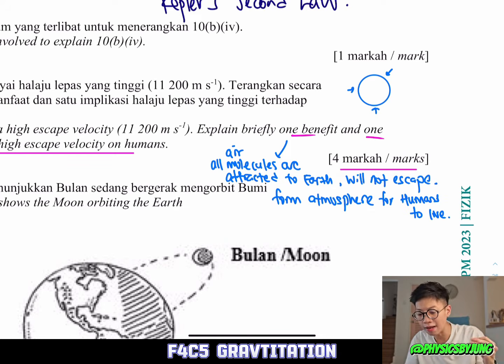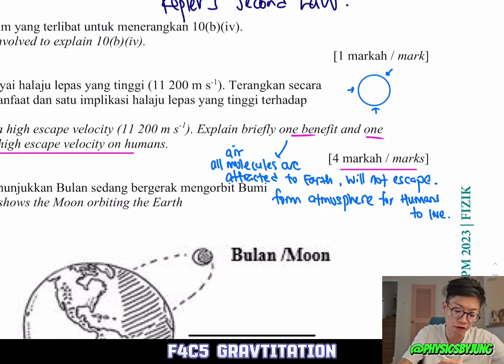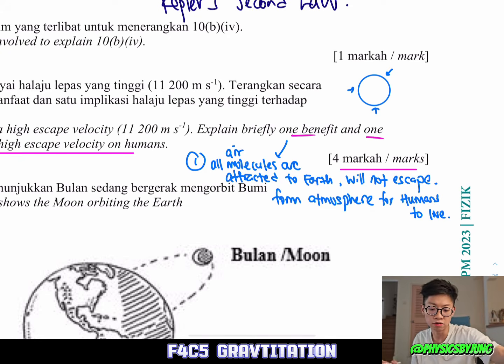If there is no atmosphere, you cannot breathe. So why will oxygen not fly to outer space? Because Earth can direct the oxygen, everything, to the center so that you can breathe normally. So I can say all molecules are attracted to the Earth, will not escape, so it can form an atmosphere for humans to live. So this is the benefit.